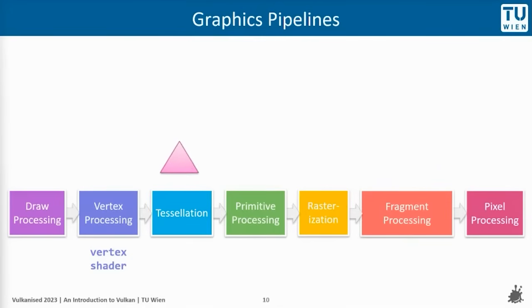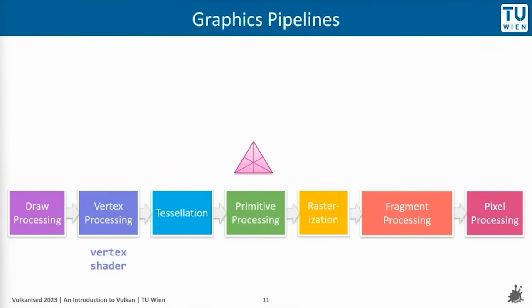The next step in such a graphics pipeline is the tessellation step. It is an optional step, so we can use it, but we don't have to. Basically, what it does is it subdivides our input geometry, in this case into a subdivided triangle. So we get more geometry out of that if we use it.